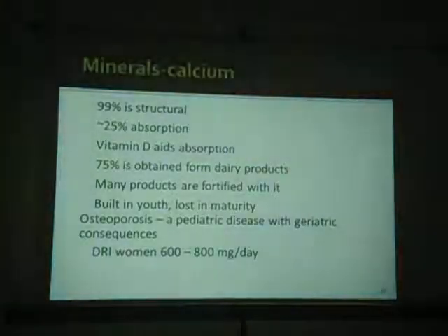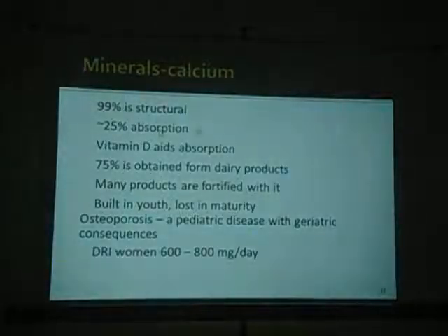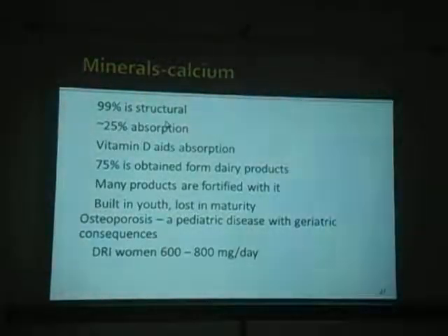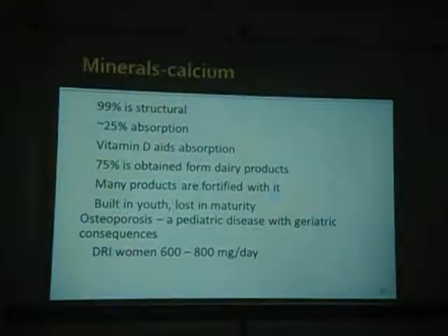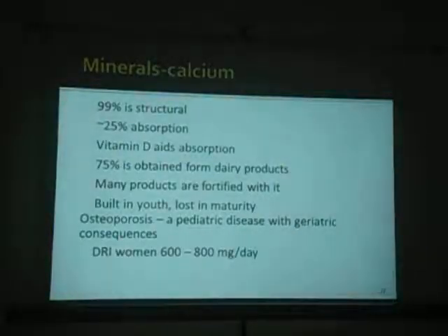Coming to the next one, that is calcium. So 99% of this calcium is in the structural form. That means in the form of bones. Okay, so it gives structure and shape to the body. Calcium is the primary ingredient of our bones, which is helpful in bone formation. So for calcium absorption, we need this vitamin D. Okay, so 75% of it is obtained from dietary sources.